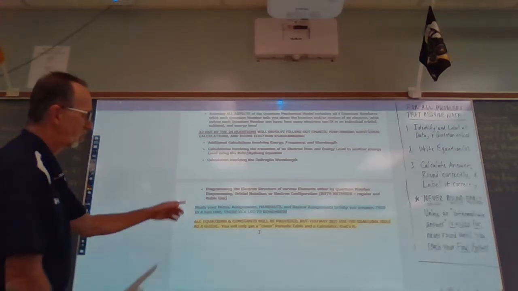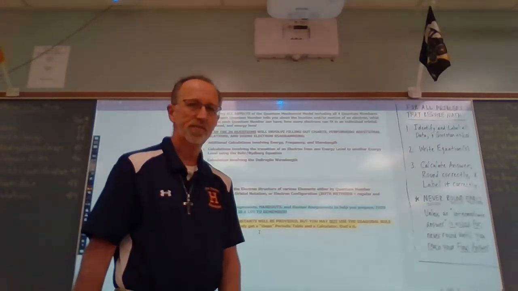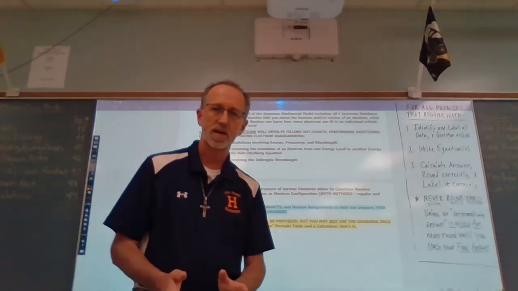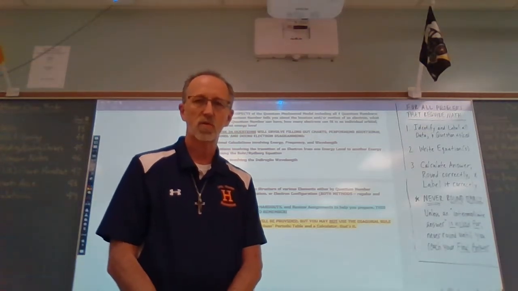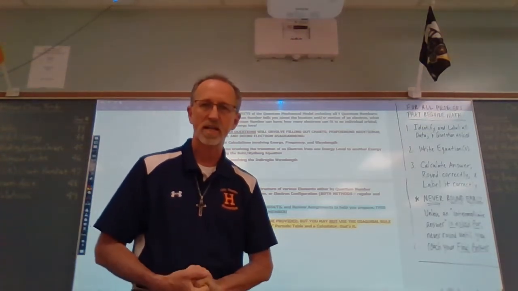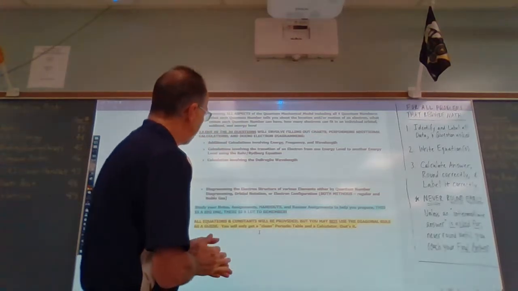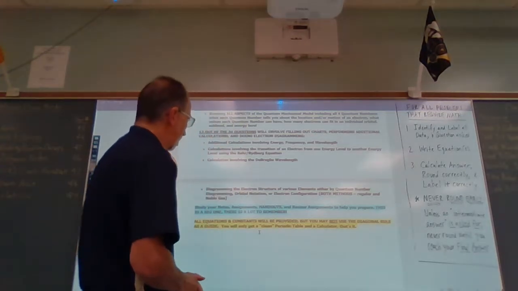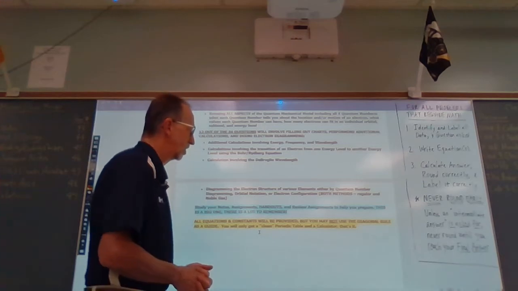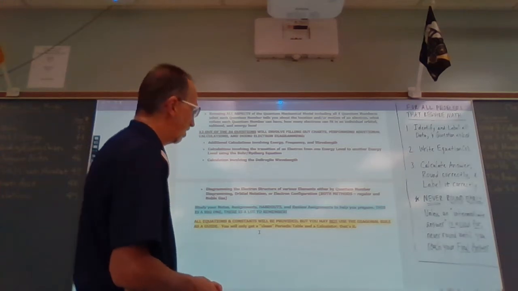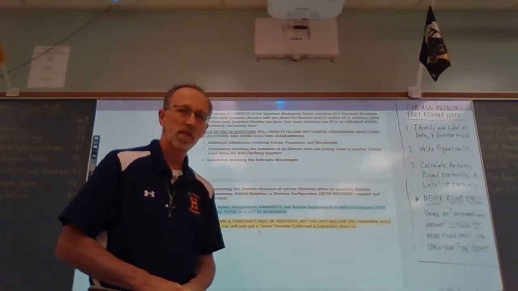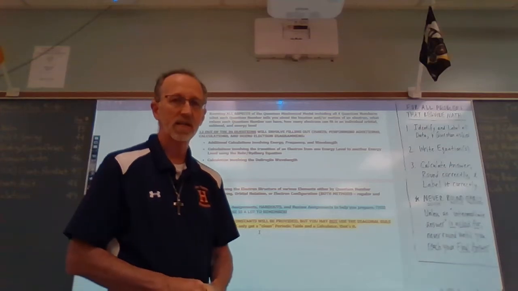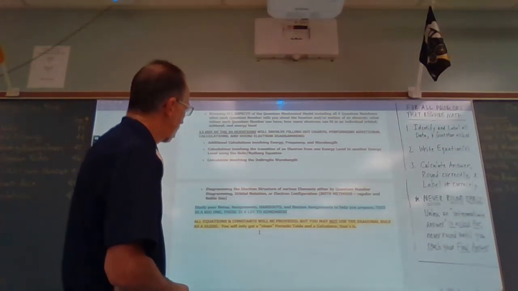So there'll be some additional calculations involving energy, frequency, and wavelength. This is on the separate section. All right. Again, those equations and constants will be provided. You need to know how to do them. There'll be a calculation problem involving the transition of an electron from one energy level to another energy level. You'll need the Bohr-Rydberg equation for that. Again, that will be on the exam.